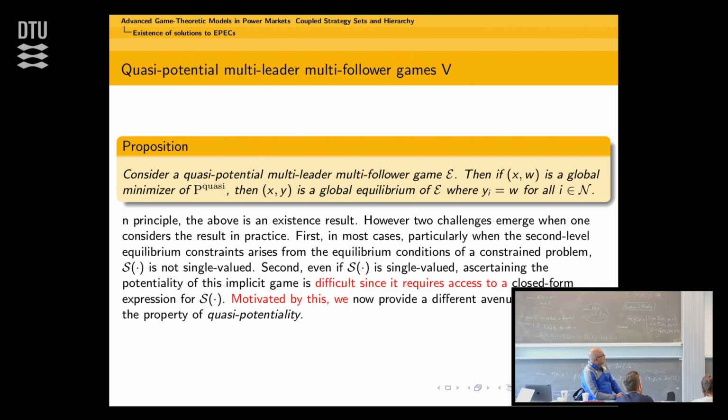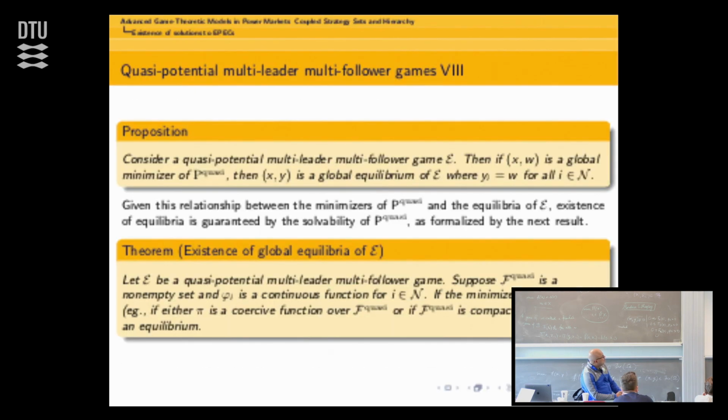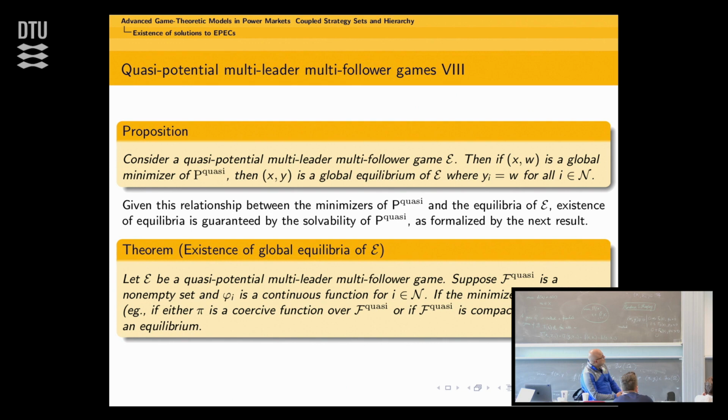So the proposition is as follows. Consider a quasi-potential multi-leader, multi-follower game. If (x, w) is a global minimizer of this problem, then (x, y) is a global equilibrium of E, where y_i is equal to w for all i. Okay? And now the question is, how do you get this?